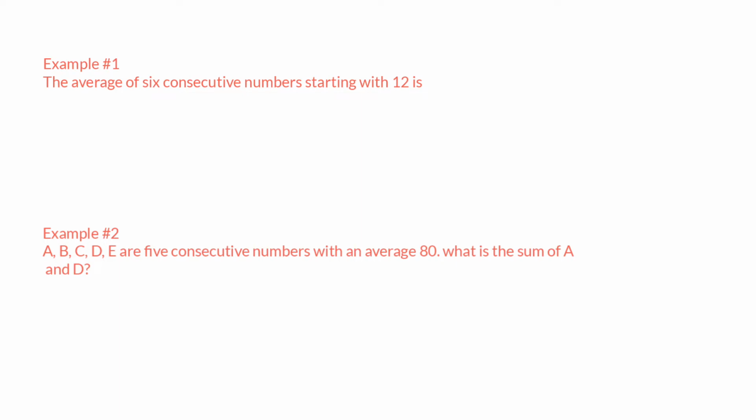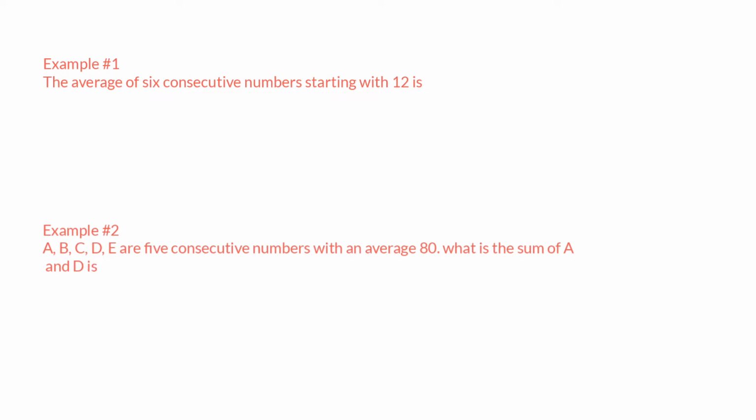So far, we have studied the basic definition of average and the average calculation of consecutive numbers and certain sequences. Now, with that knowledge, we'll proceed to solve a set of examples. Here, the given question is: the average of 6 consecutive numbers starting with 12 is. In the problem statement, it is given that we have 6 consecutive numbers starting with 12. They are 12, 13, 14, 15, 16, and 17.